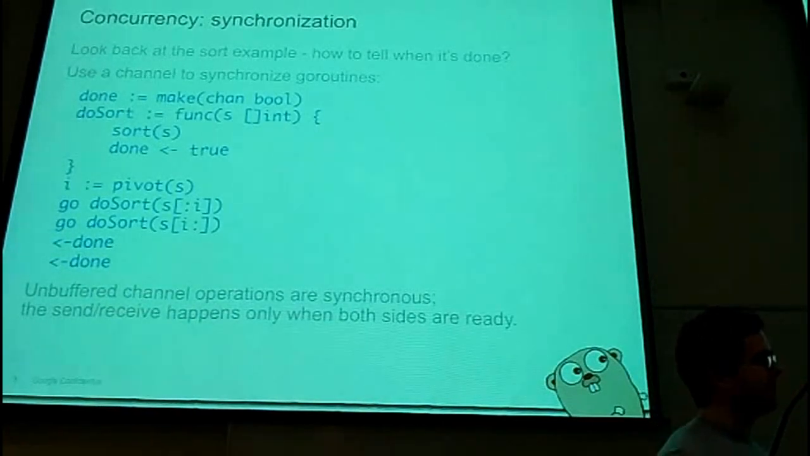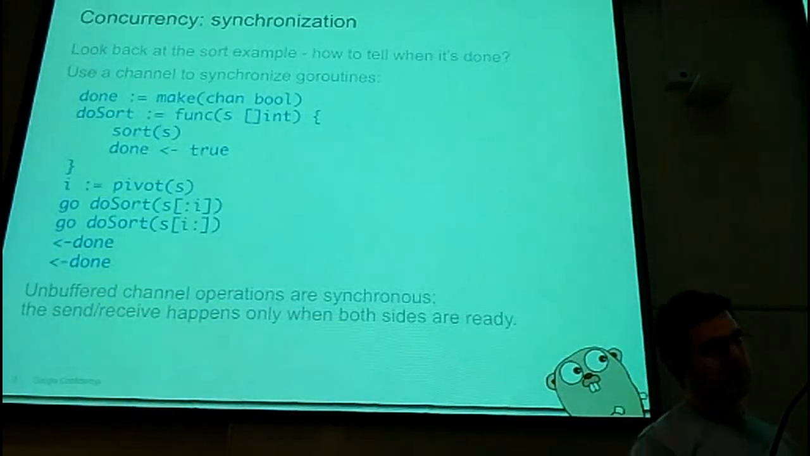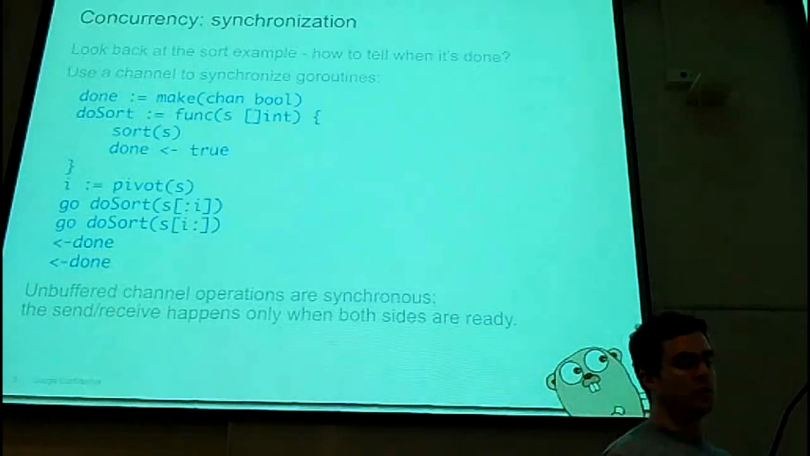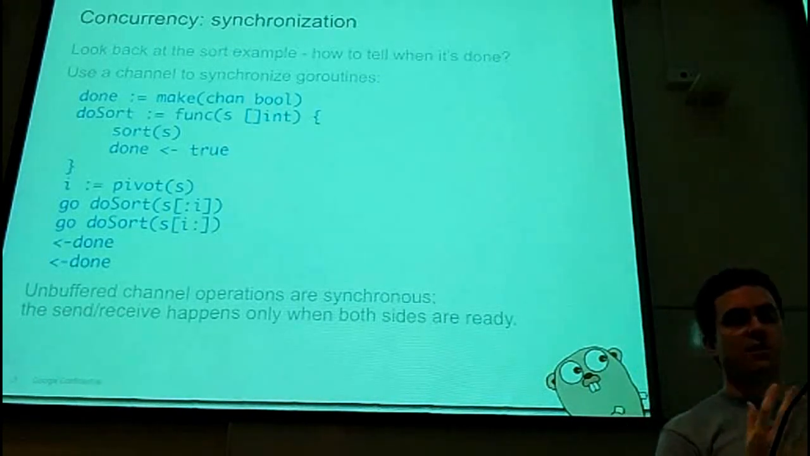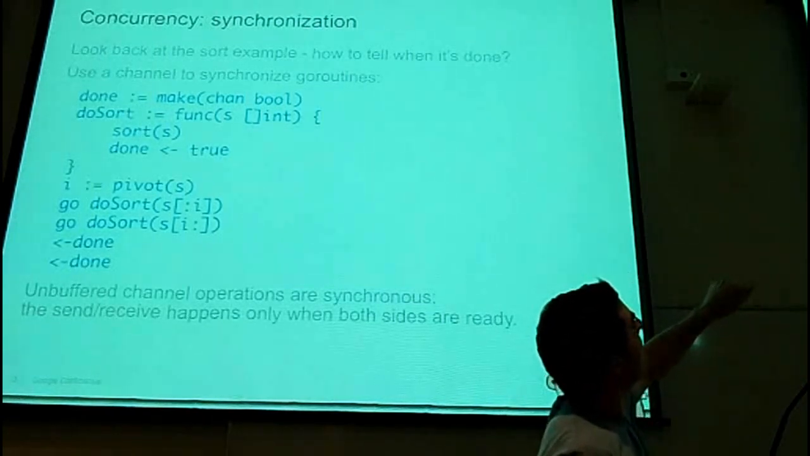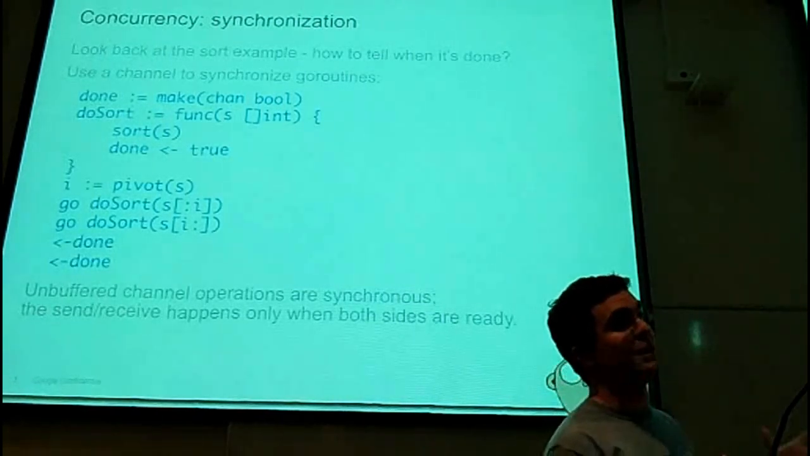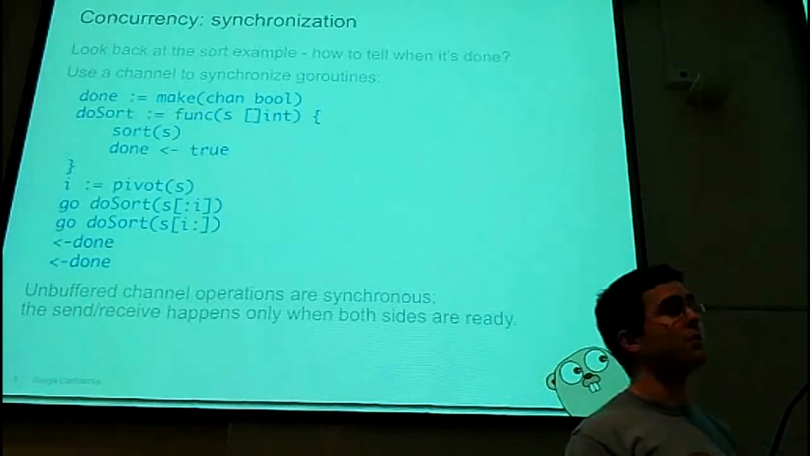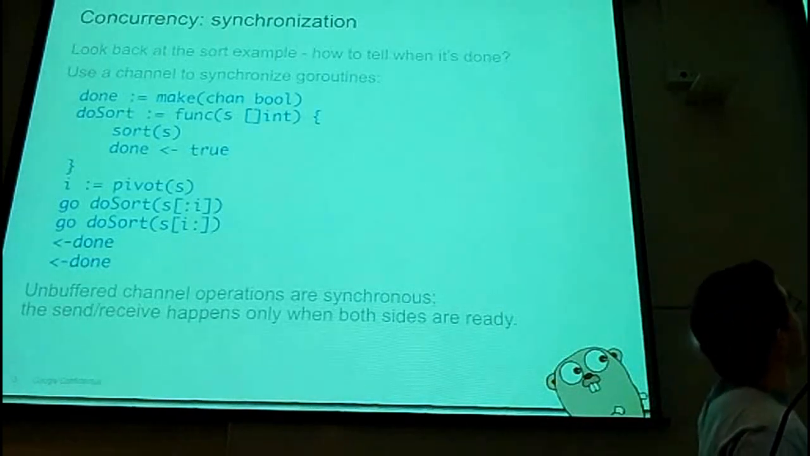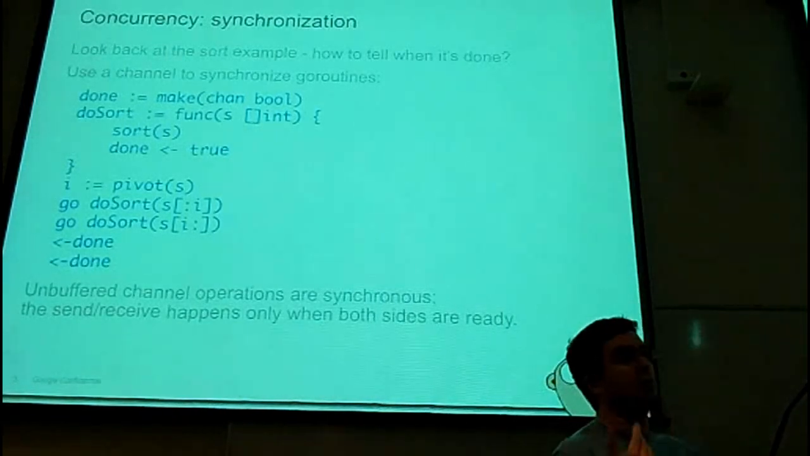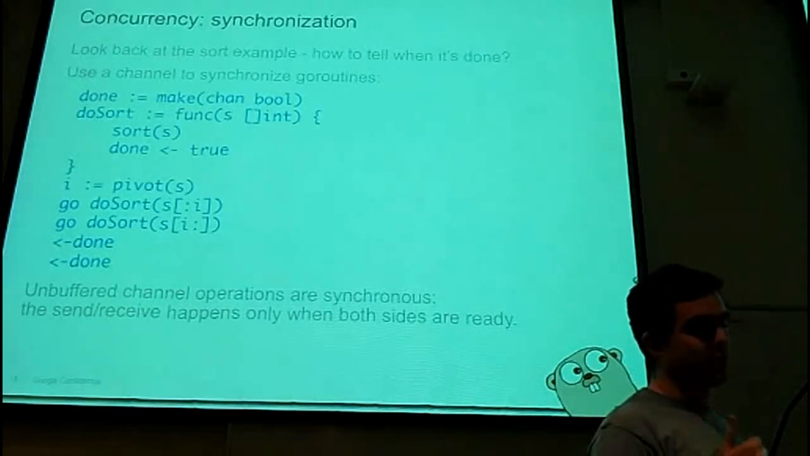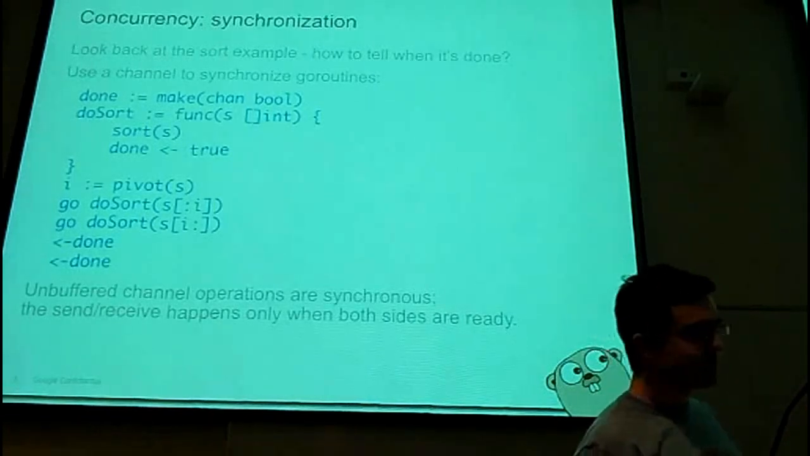So if we think back to the sort example I had a couple of slides ago, we had these two sort functions going, and I need to somehow know when they're done. We can use channels to synchronize that. In this example, I create a done channel. It's just a channel of Boolean values. It could be a channel of any kind of value; it's not really important what the value is. Then I create this closure, do sort, that takes a slice or an array, sorts that slice, and then sends a value, true, to the channel done.